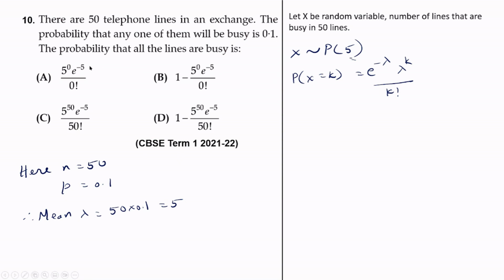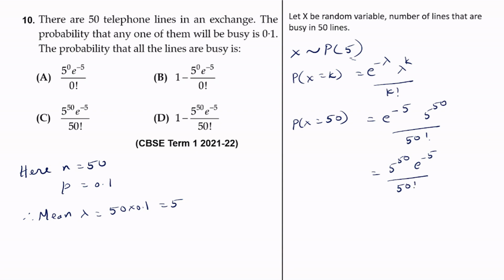Now we need to find the probability that all the lines are busy. That is, we need to find probability of x is equal to 50. It is e raised to minus lambda. Lambda is 5. So e raised to minus 5, 5 raised to 50 by 50 factorial. This is nothing but 5 raised to 50 e raised to minus 5 by 50 factorial. So the correct option is option C. So this is the probability that all the lines are busy.